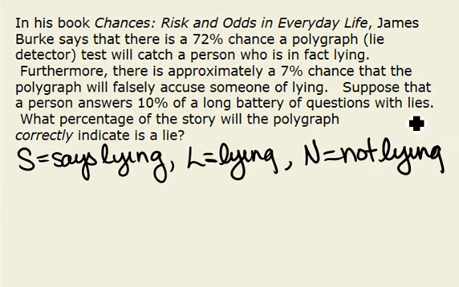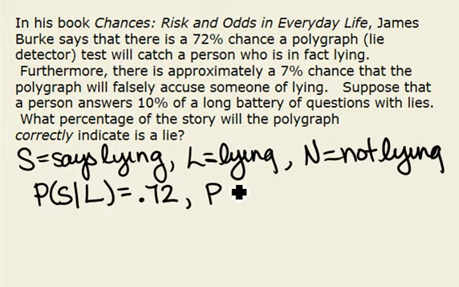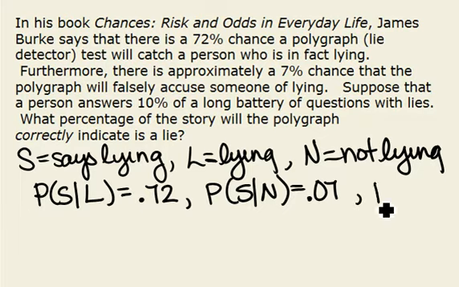So what we have in the problem is the probability that the polygraph says the person is lying, given that they actually are lying, that's 72% or 0.72. The probability that the polygraph says a person is lying, given that they are not lying, is 7% or 0.07. And we know that they're going to lie on 10% of the questions, so the probability the person is lying is 0.1.